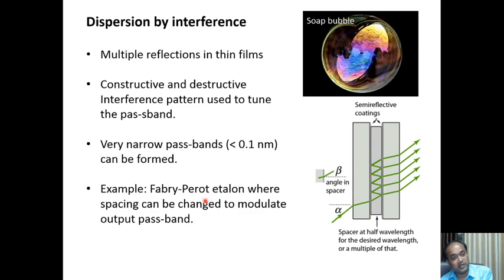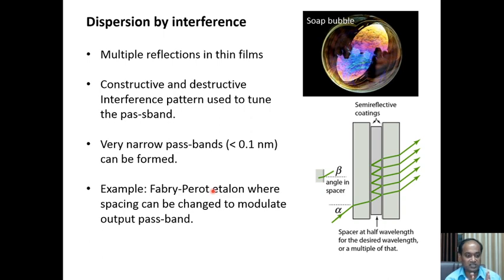Another way to produce dispersion could be by interference. And in fact, the famous example is again when you look at soap bubbles, lots of kids do that. You see a lot of these colors, a very beautiful color changing thing. And that happens because there are multiple reflections in thin films. And that theory is also there. You form constructive and destructive interference patterns to tune the pass band. And one of those applications is done in the Fabry-Perot etalon. It's possible that some of you have already read about that. So what is happening there?